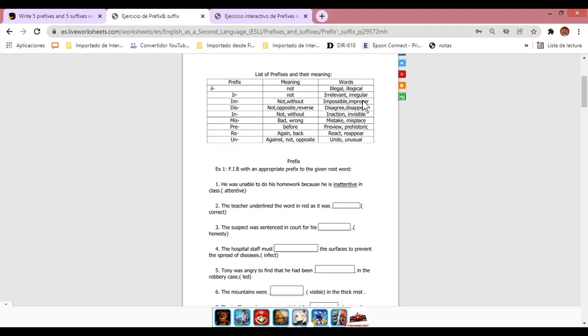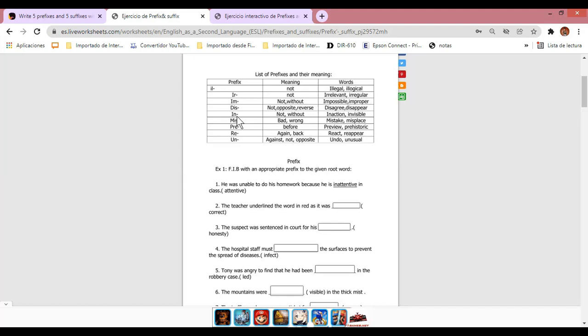Improper, something is not proper. For example, if you are with your teacher in high school, and you say, teacher, you look so beautiful, that is improper because you are being disrespectful with your teacher. Dis, the meaning is not, opposite, reverse, disagree. When you do not agree with something, disappear, when something is not in its place.